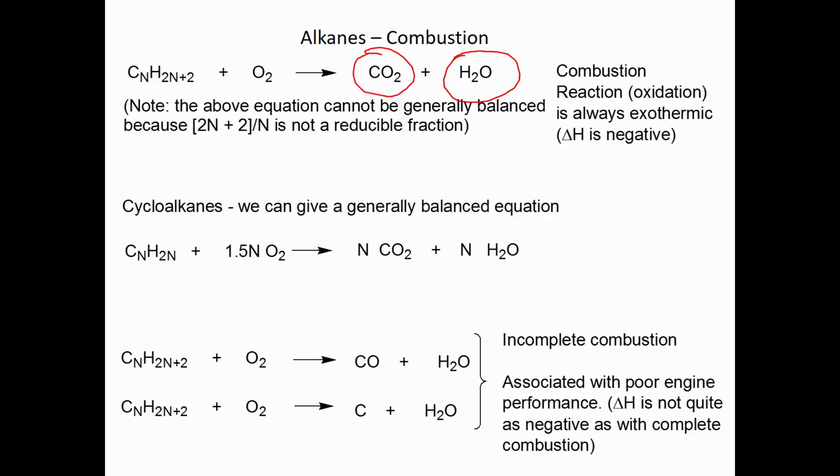Now you may notice that this equation is not balanced. This is because I can't generally balance this, because 2n plus 2 over n is not a reducible fraction. Combustion is always exothermic, and delta H is a negative number.